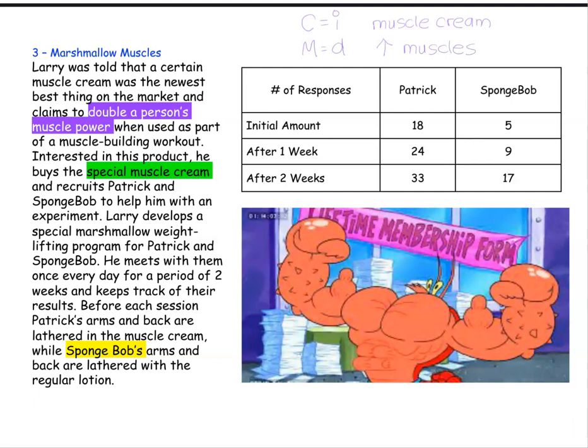Now we expect that nothing's going to happen but normal muscle growth for SpongeBob. And that Patrick is going to double his muscle power in the time frame that they work out. And I think here it says that it's 2 weeks. So the independent is the muscle cream. The dependent is whether or not Patrick has more muscles than SpongeBob, more muscle growth.